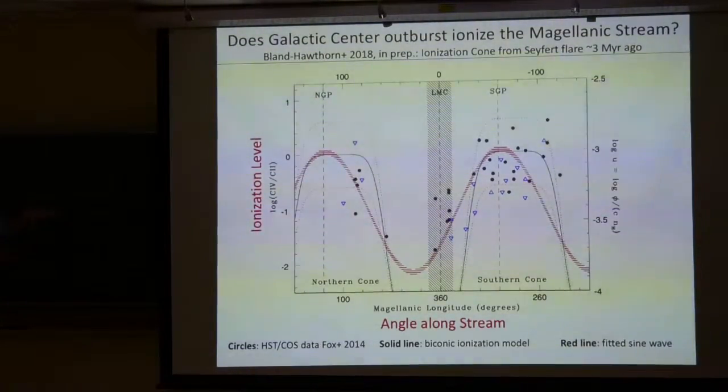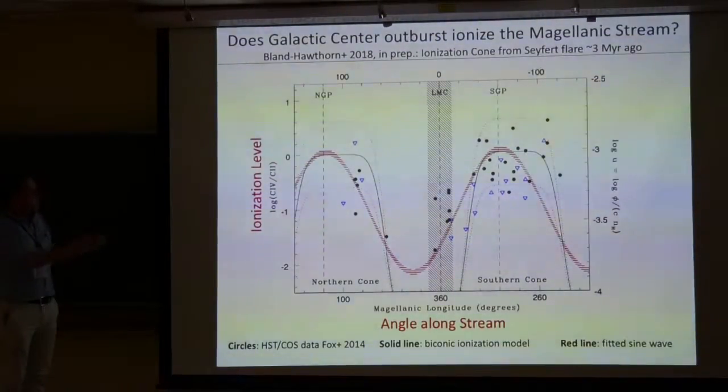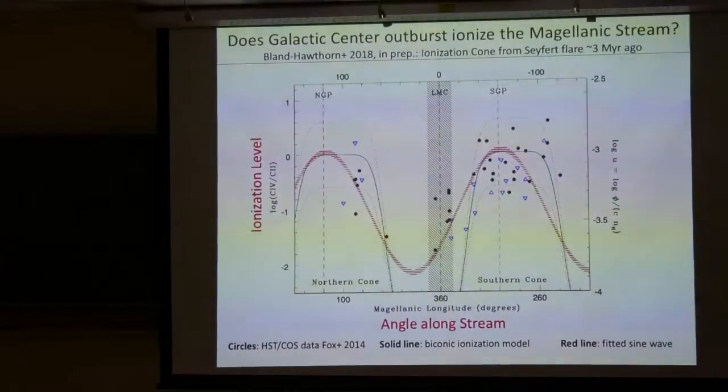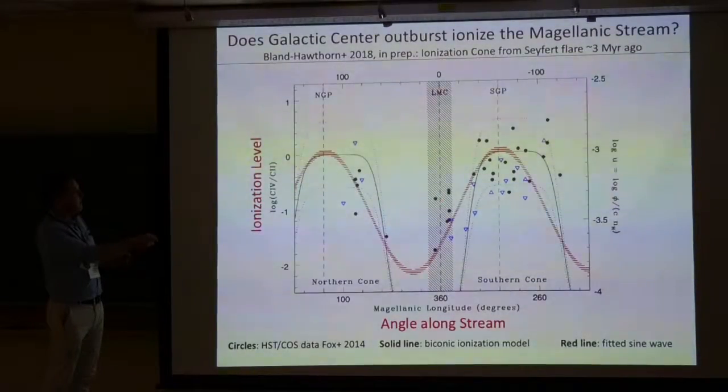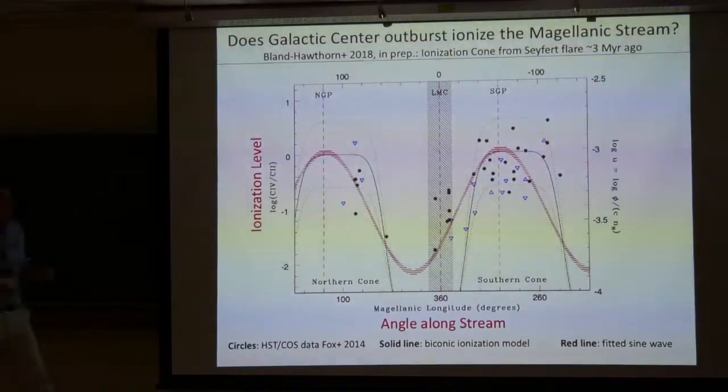Now, there's a lot of scatter in here, especially because this is a log scale on the y-axis. There's a lot of potential ionization mechanisms that could create carbon-4 in the stream. So I wouldn't say we're at the point yet where we can claim we have cleanly detected an imprint of a flare on the stream. But I think the data are consistent with it, in that we do see high ionization levels in general when you're near this outgoing pole.